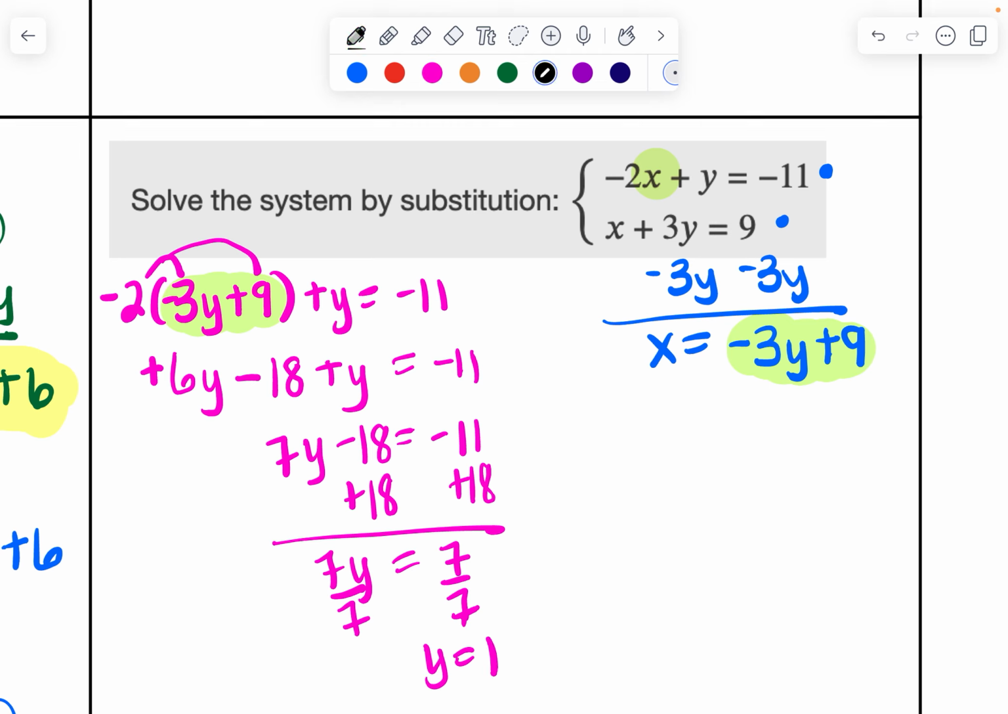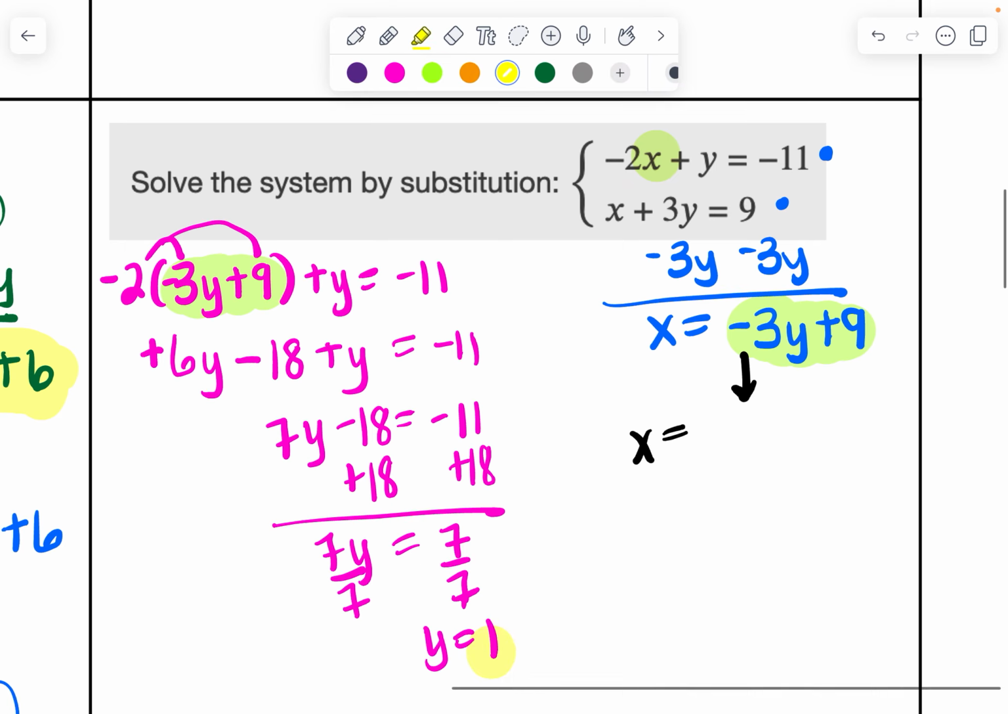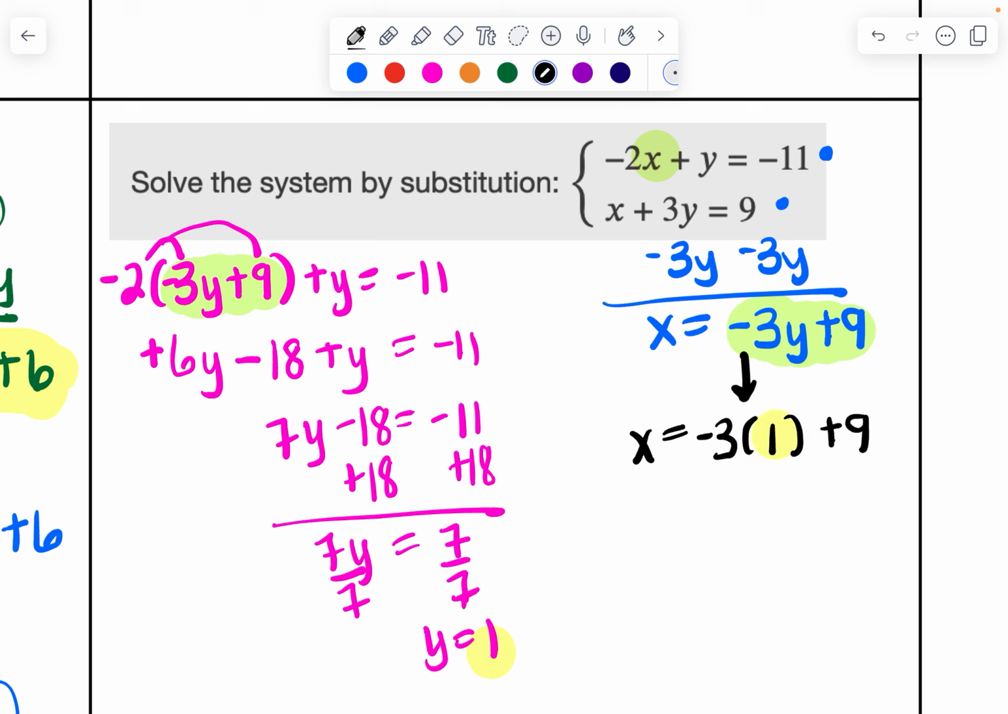Now to find x, I'm going to plug it into my blue equation. Plug in y equals 1. So negative 3 times 1 plus 9, which is 6. So my final answer, 6 comma 1.